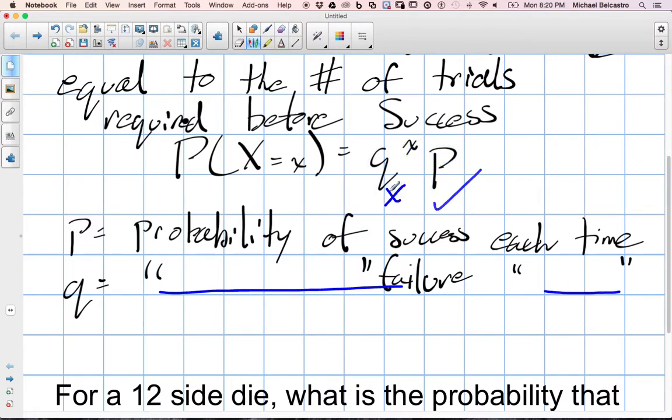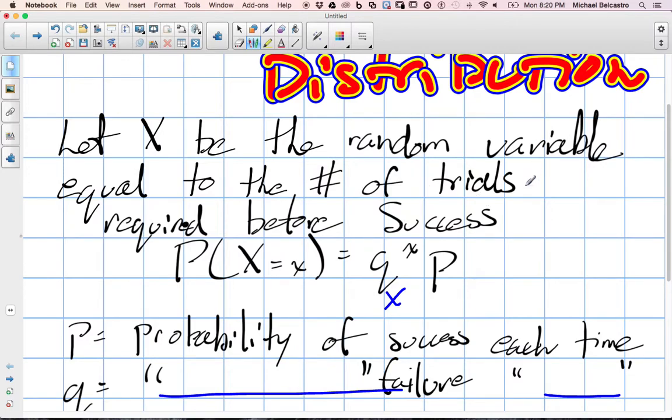So the idea is, what's the probability, let's say, that I'm successful on the 100th trial? Well, that means I'd have the probability of failure, whatever it is, to the power of 100 times the probability of success on that 100th trial. Okay, so that's how we calculate it.